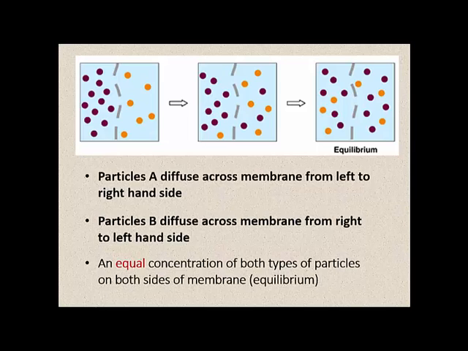Notice that there is an equal concentration of both types of particles on both sides of the membrane. We say that an equilibrium is achieved. Recall the definition of diffusion. Particles will always travel from a region of higher concentration to a region of lower concentration until an equilibrium is reached. Now that you have already learned all about diffusion, both the definition and how it can occur both in the air and the liquid, take out worksheet 1 to try applying the concepts that you have learned.